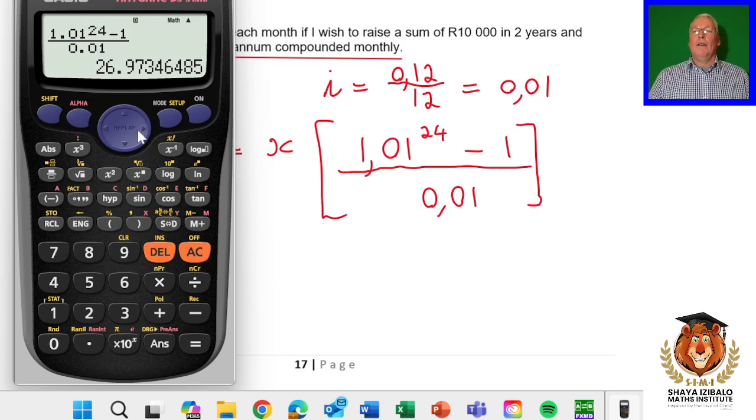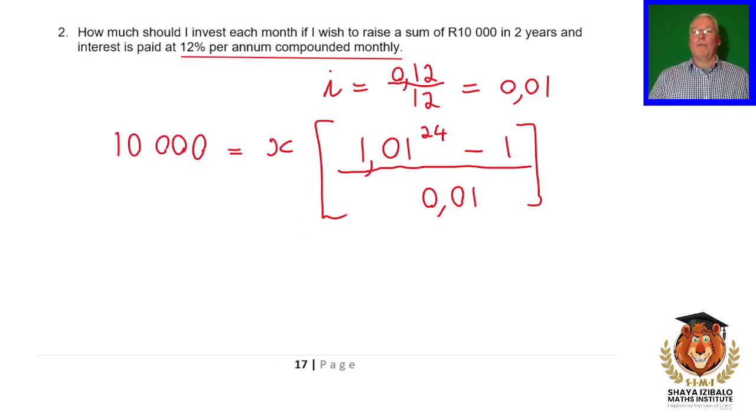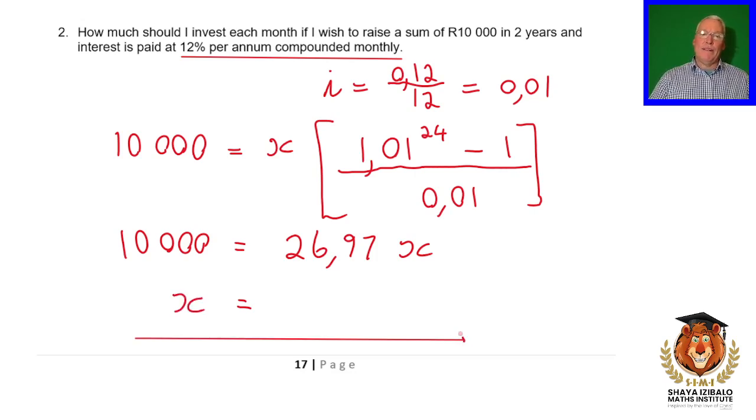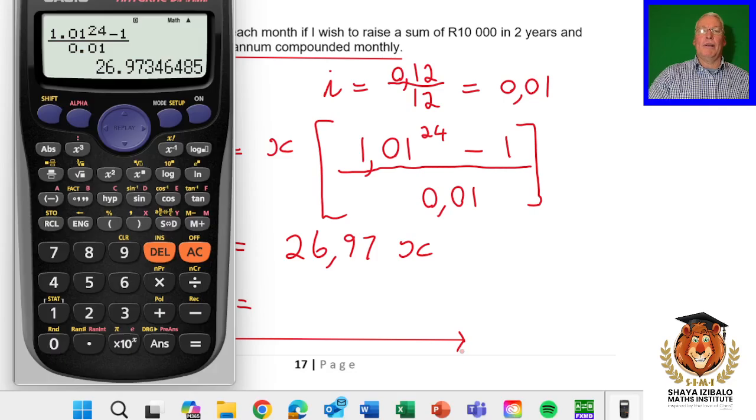All right. Now, if we look at what we've got here, we've basically got 26.97 times X equals 10,000. So what I want to do to get X is divide both sides by this number. But I'm not going to use this number rounded off. I'm going to use the exact answer as per my calculator. Now my calculator says 26.9. That answer is already stored in answer. I'll show you that if we go answer equals, there it is.